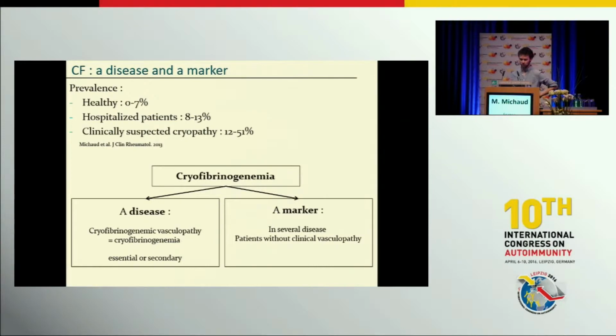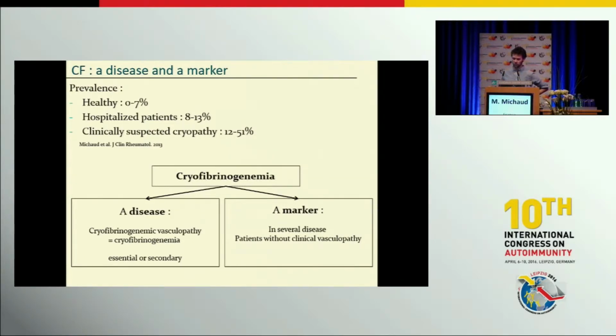In healthy subjects, you can find cryofibrinogen in up to 7% of healthy people. In a patient in hospital, you can find about 10% of patients with CF. But when you are looking for CF in patients with suspected cryopathy, you can find up to half of them positive. There are two different things about cryofibrinogenemia.